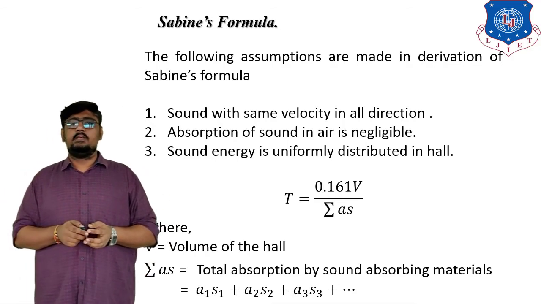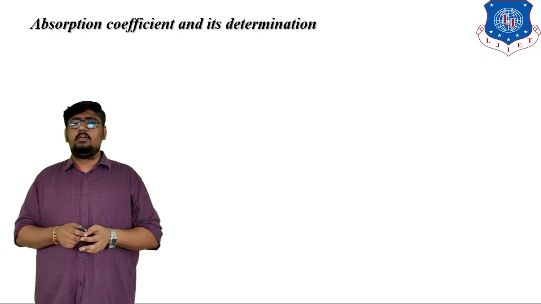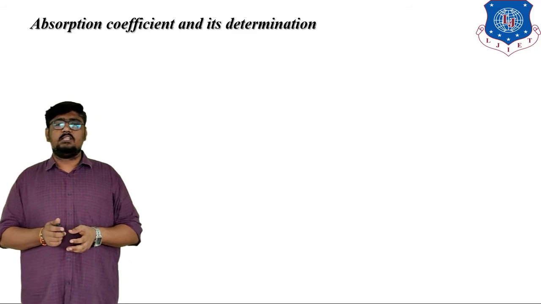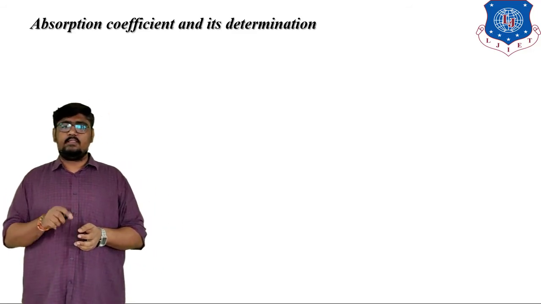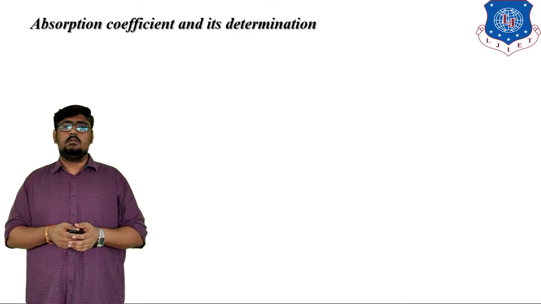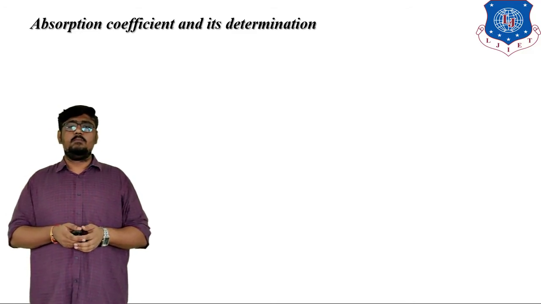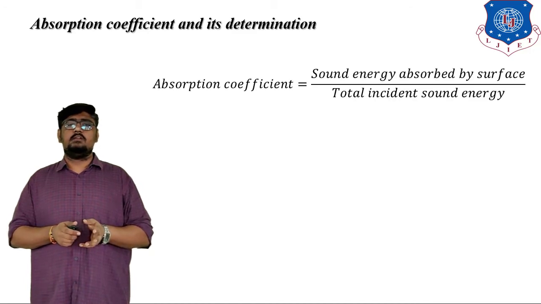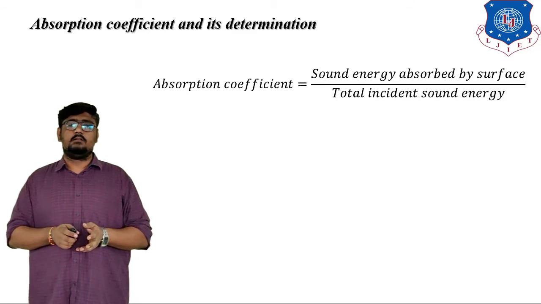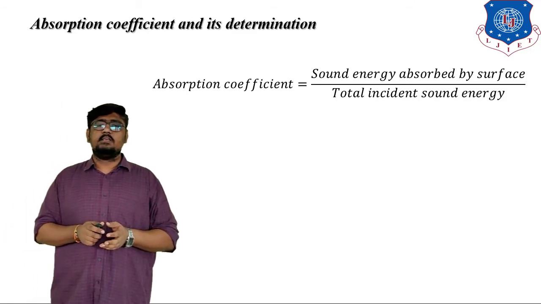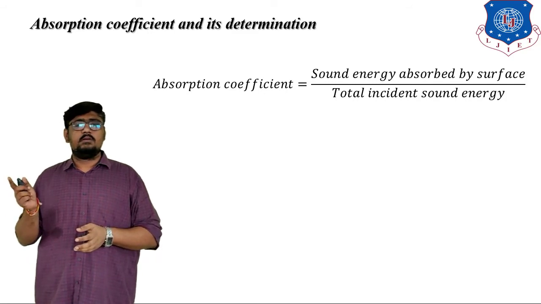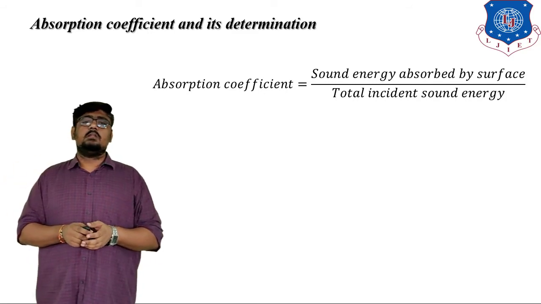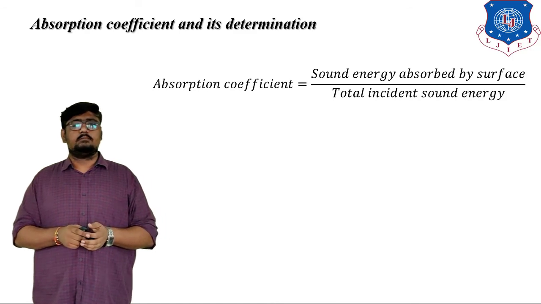So the next topic is absorption coefficient and its calculation, or determination. Let us first define absorption coefficient and then we will determine its value. The absorption coefficient of any material for sound is defined as the ratio of sound energy absorbed by the material to the total sound energy incident on it. So absorption coefficient A equals the sound energy absorbed by the material divided by the total incident sound energy.